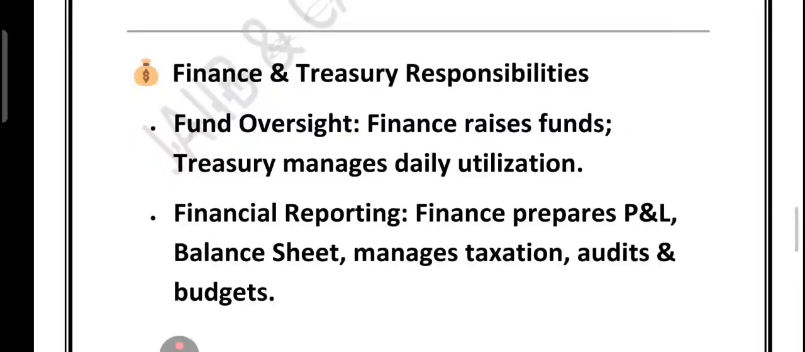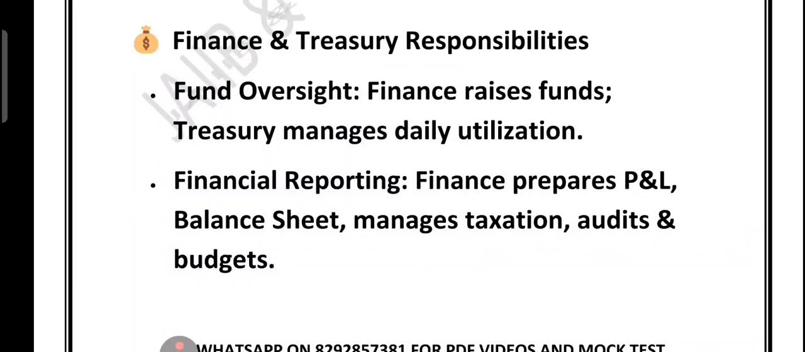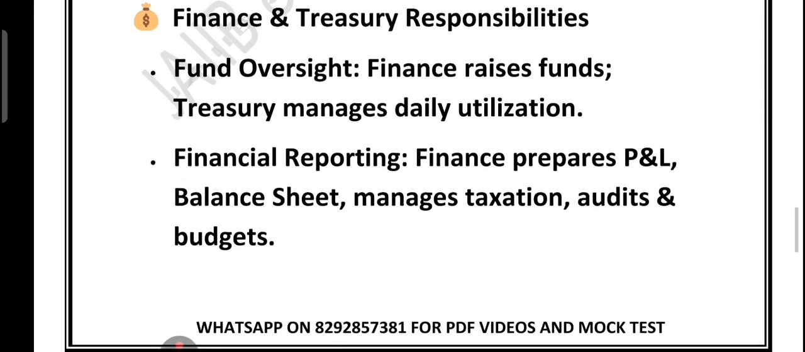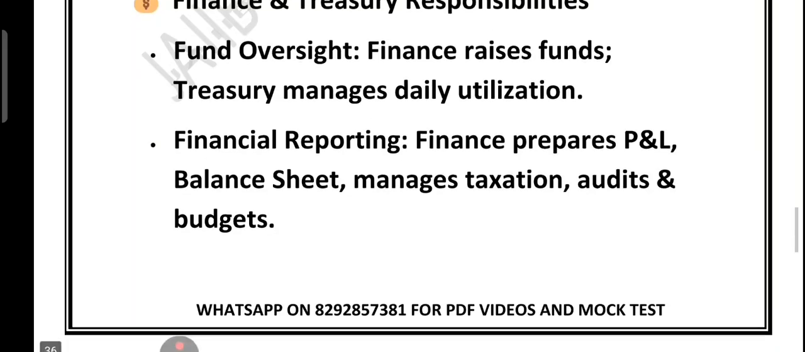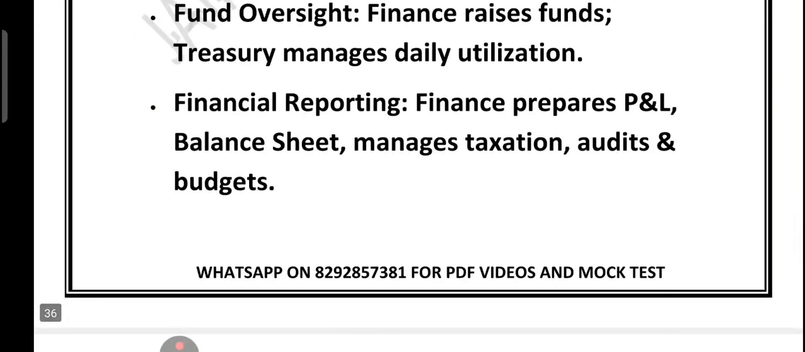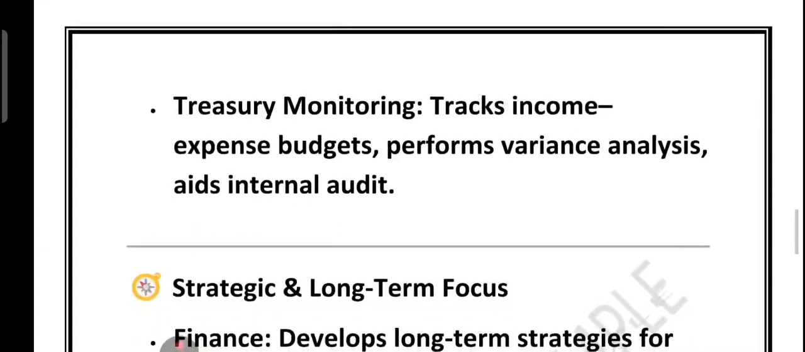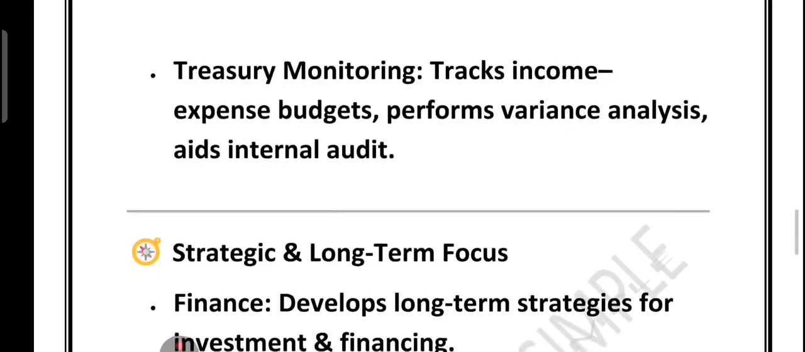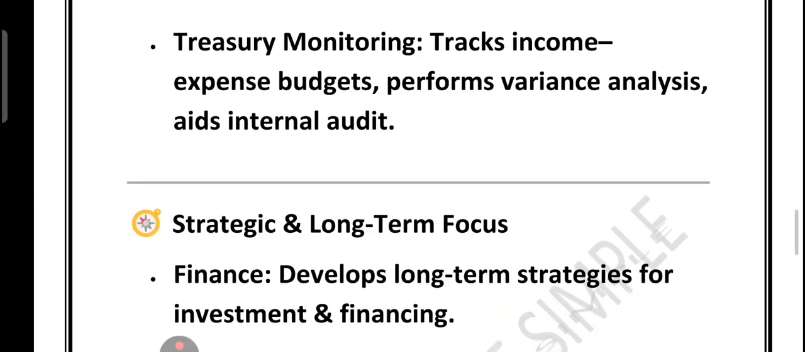If you look at the finance and treasury responsibility, first point we have fund oversight. Finance raises funds and treasury manages the daily utilization. Who raises funds? Finance raises funds. Who manages the daily utilization? Treasury manages it. Financial reporting means finance prepares profit and loss, balance sheet. They handle taxes, audit and budget. While treasury monitoring, they track the income, they track the expense budget, they perform variance analysis and support internal audit.